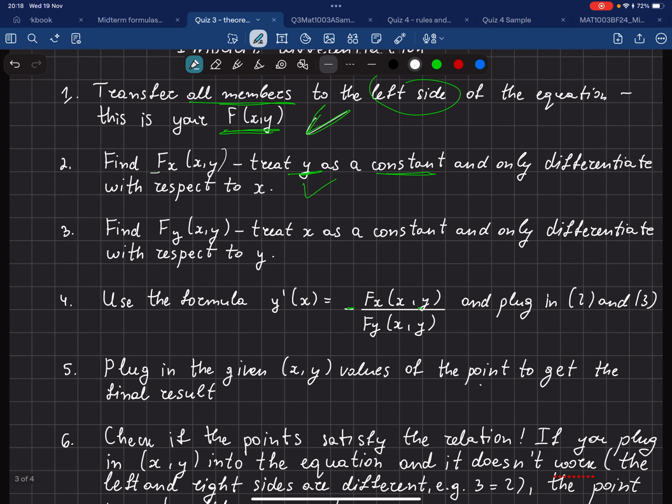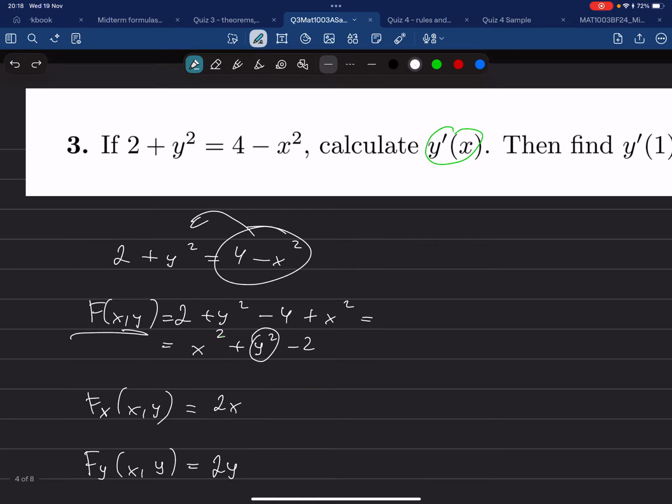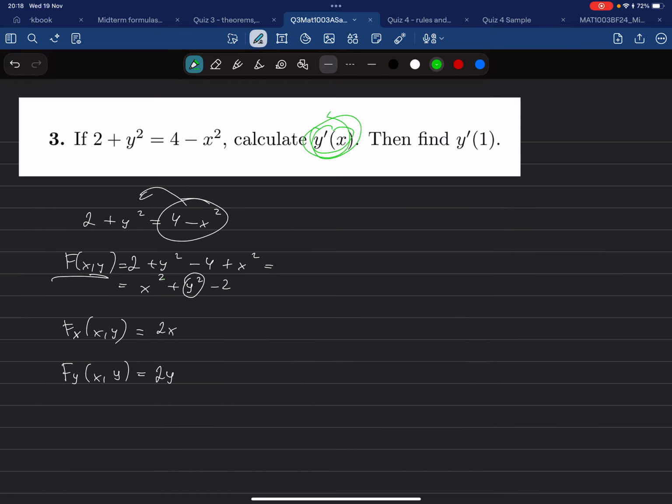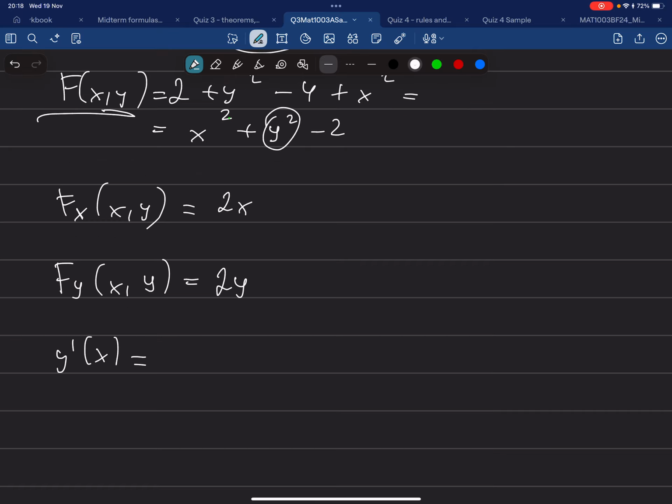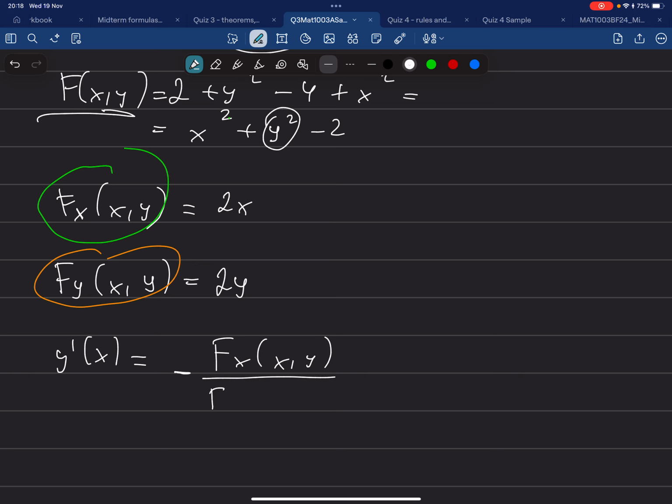In order to find y prime of x, which is what the question asks about, right? It asks about y prime of x. So y prime of x, and there's a formula for this, and it's a very easy to remember formula. The only tricky part is you need to put a minus in front, just don't forget about this. And then you have this thing over that thing. So it's going to be fx of x and y divided by fy of x and y.